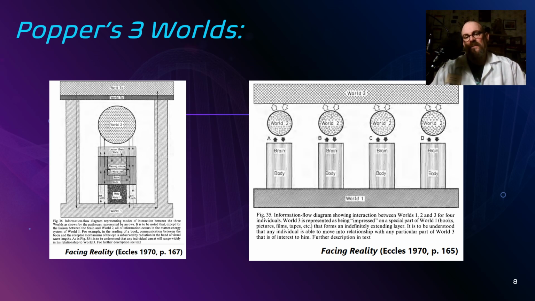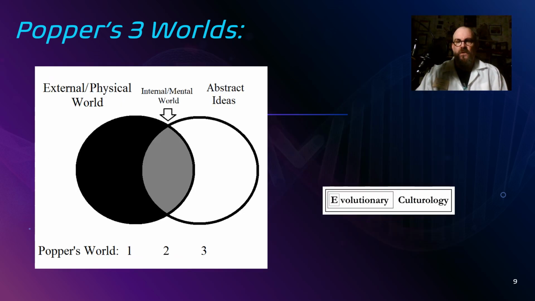Here's some diagrams in Facing Reality by Eccles. Not bad if you like that kind of thing. I think they're a bit complicated. I prefer the simpler one from Ev Cult, where you've just got Popper's Three Worlds using set theory like that: external physical world, internal mental and emotional world, and abstract ideas. Ev Cult is also called simplicity science, as opposed to complex system science or complexity science.